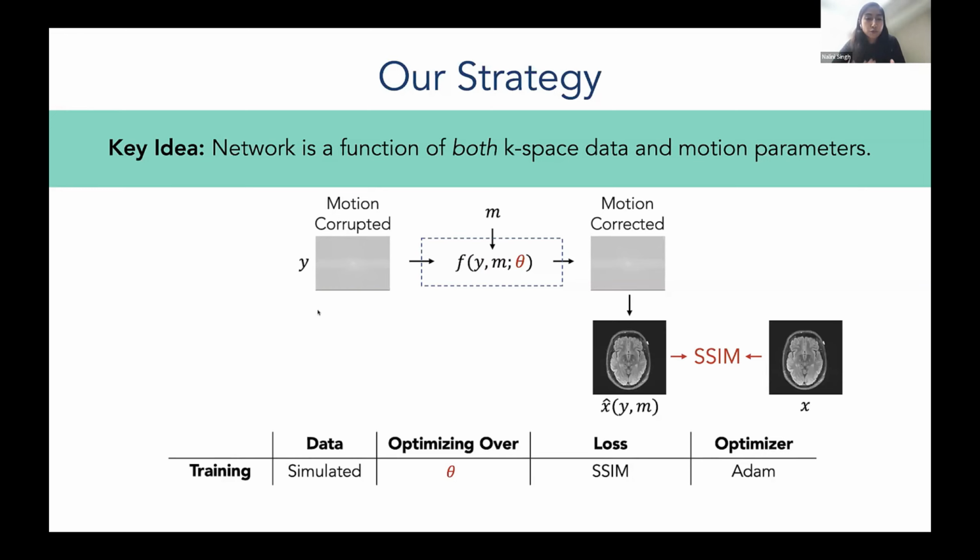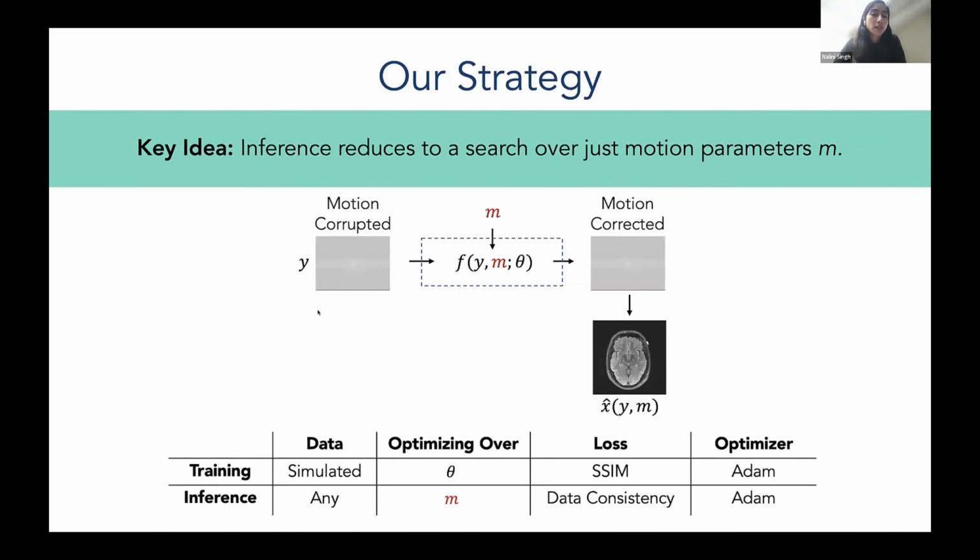So then what we do is we freeze this network, and at test time, we don't know what the motion parameters are. So at test time, we run another optimization, which allows us to search for the motion parameters M. Now, in this case, you might say, well, how can we optimize for M? We don't have any label with which to compare the network outputs. And so what we do in this case is we use a model-based data consistency loss. And so this is inspired by the probabilistic model, which I described earlier. It doesn't require any labels for our test time examples.